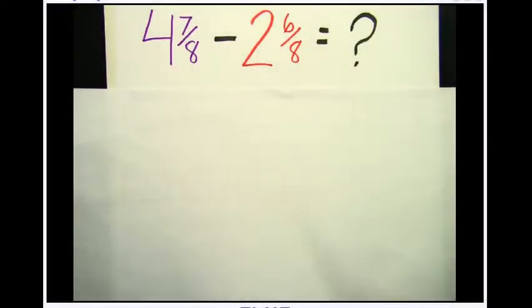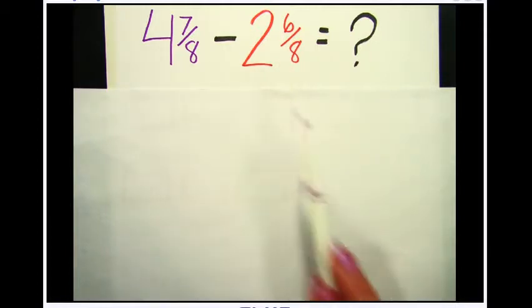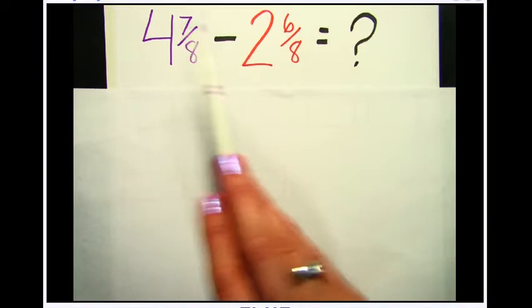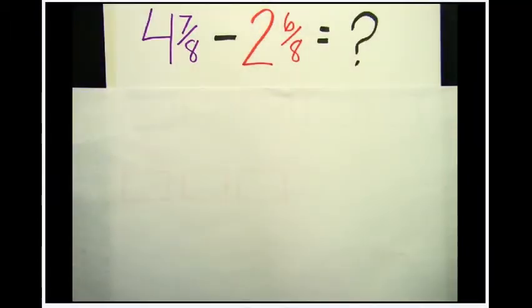So I'm first going to start with the problem 4 7/8 minus 2 6/8. These are called mixed numbers because they are a mix of a whole number and a fraction together. Since math models are an essential tool for understanding and solving math problems, the first step in solving this problem will be to draw a model.